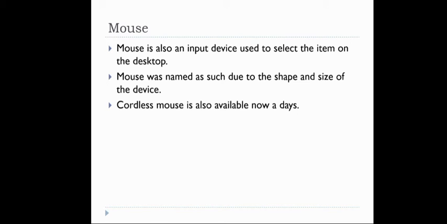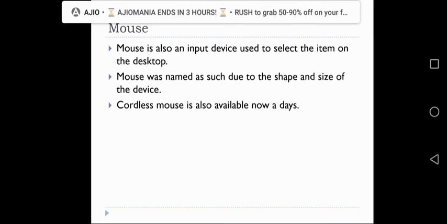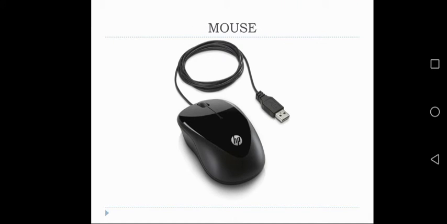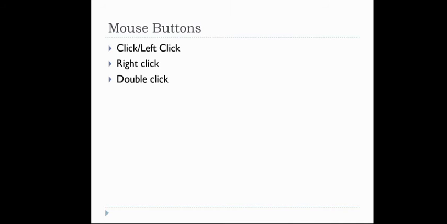Now next is your mouse. What is a mouse? Mouse is also an input device that is used to select items on the desktop. Mouse was named as such due to the shape and size of the device. Cordless mouse is also available these days. Now next, this is the image of a mouse. Here you can see what a mouse looks like.